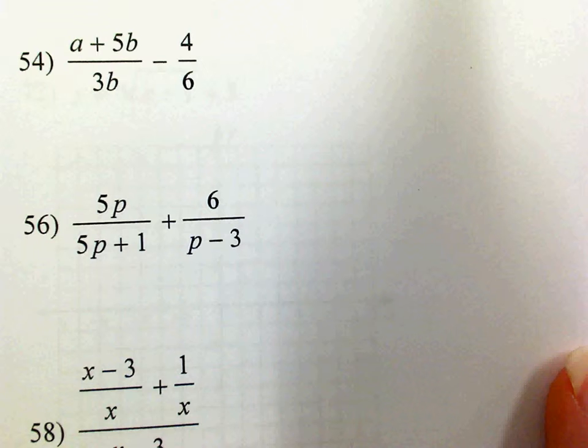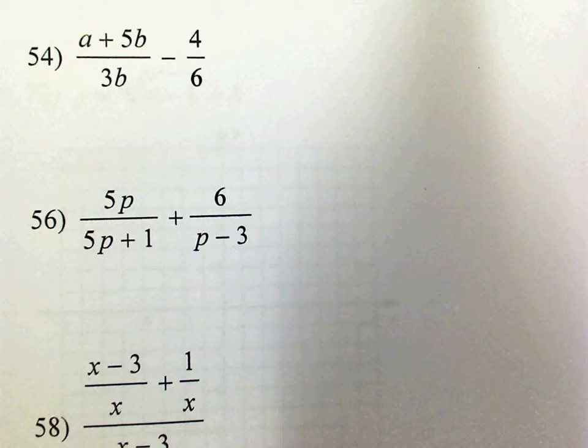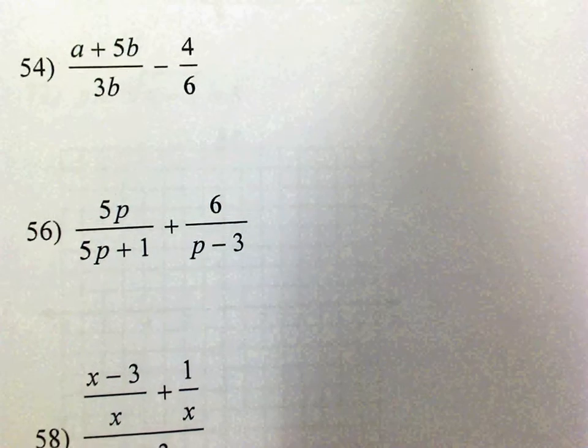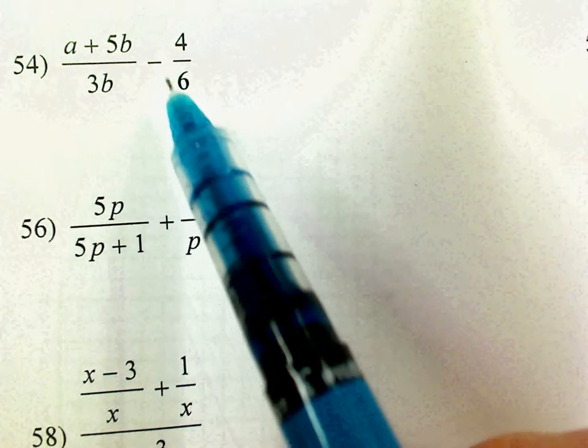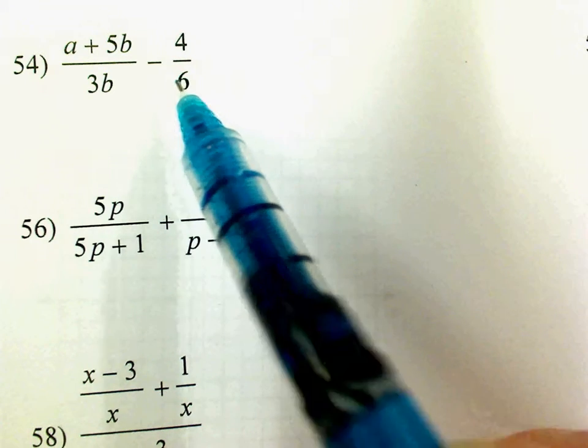Okay. How do you subtract two fractions? You have to have a common denominator? Right, so we have to have a common denominator. Guys, hey, you know what'll make your life easier? If you simplify 4 and 6 first. What's 4 divided by 6?